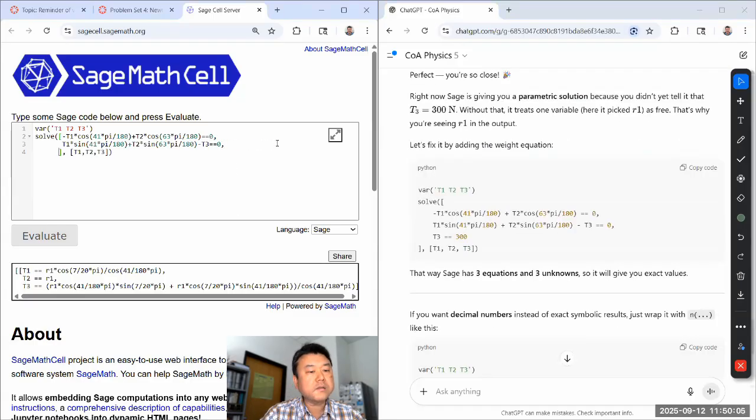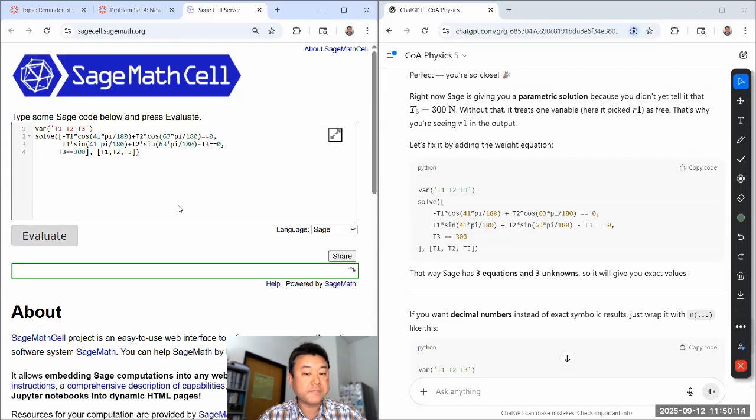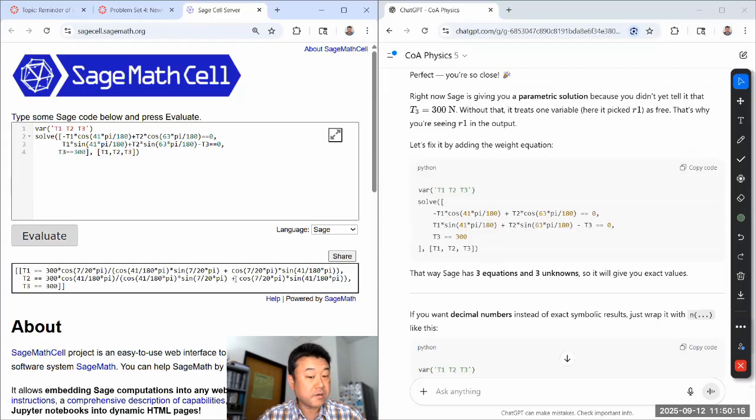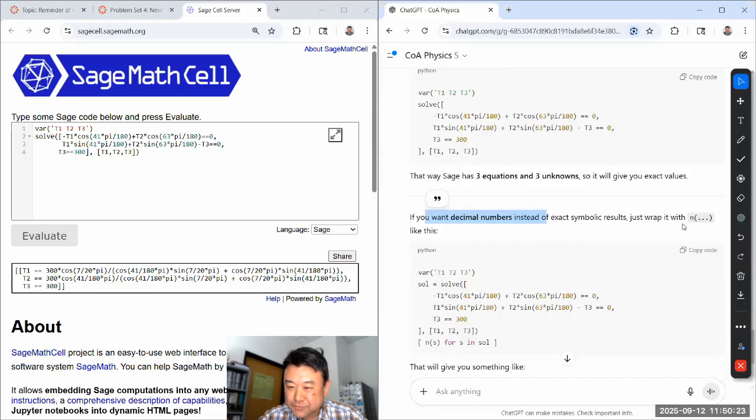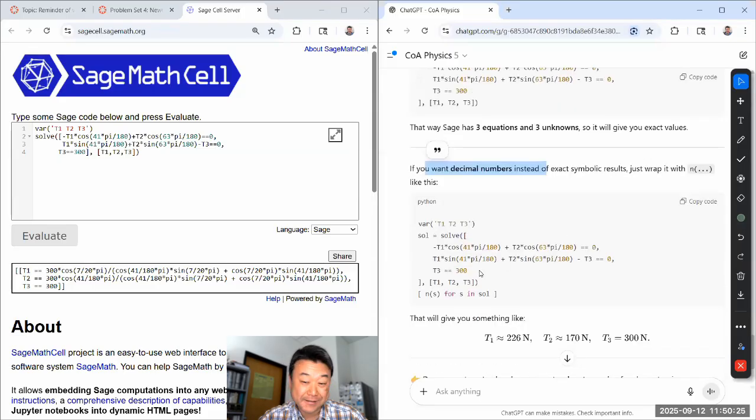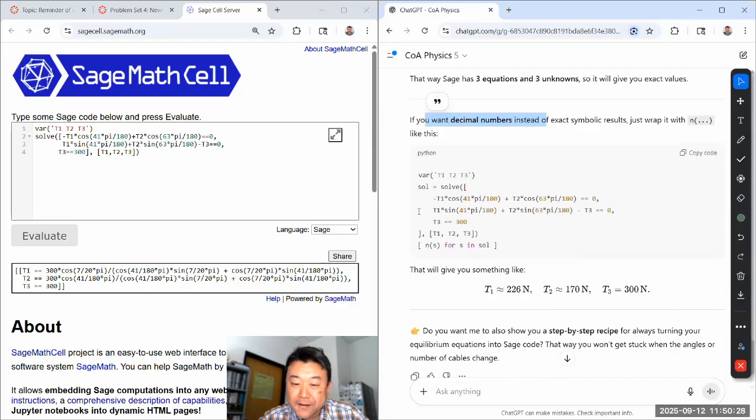And then, did I leave another mistake in? Maybe not. It might give me exact results that I want to turn into decimals. If you want decimal numbers, that's actually good. You just wrap it with an N. Okay. It anticipated my question, so I guess this is one way to do it. So all is equal to that, and then it does.